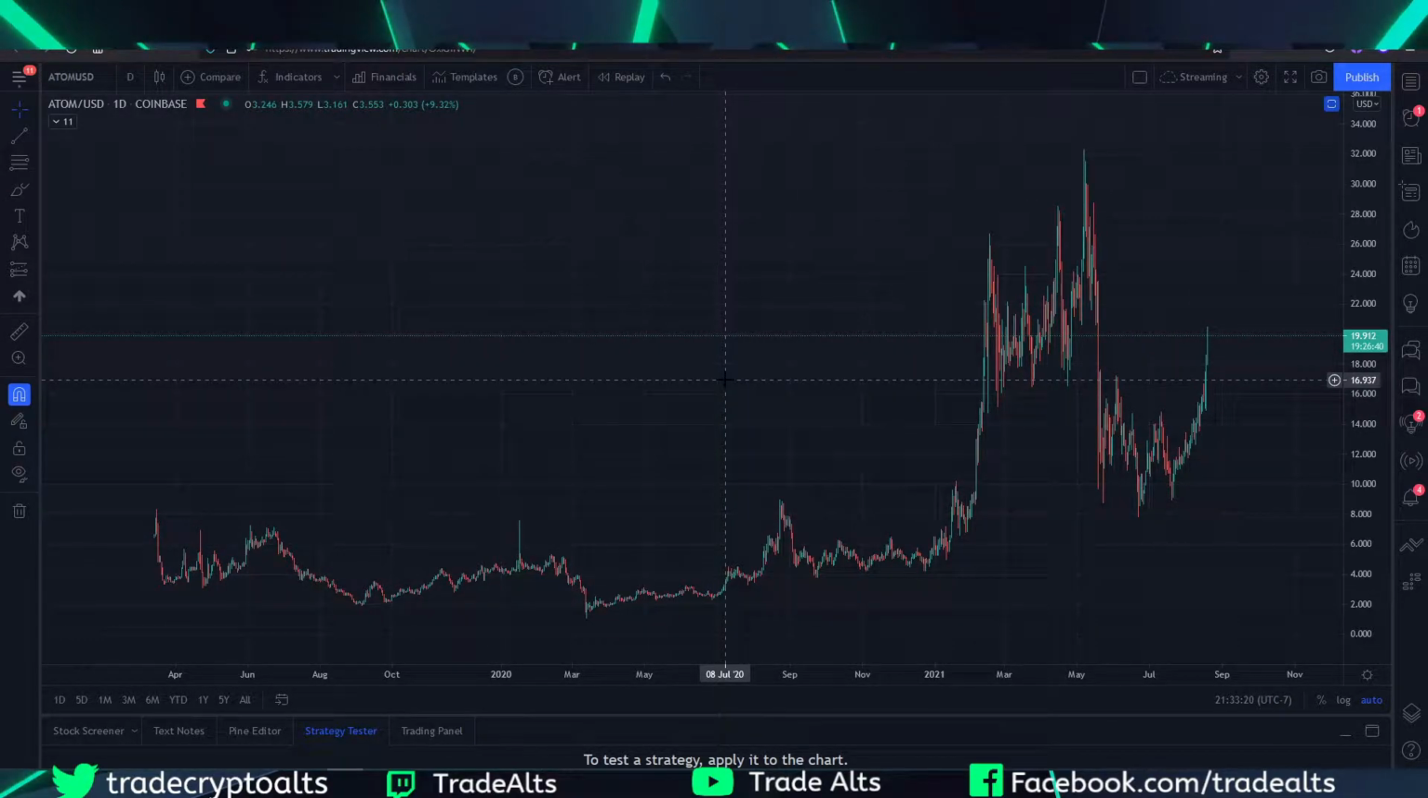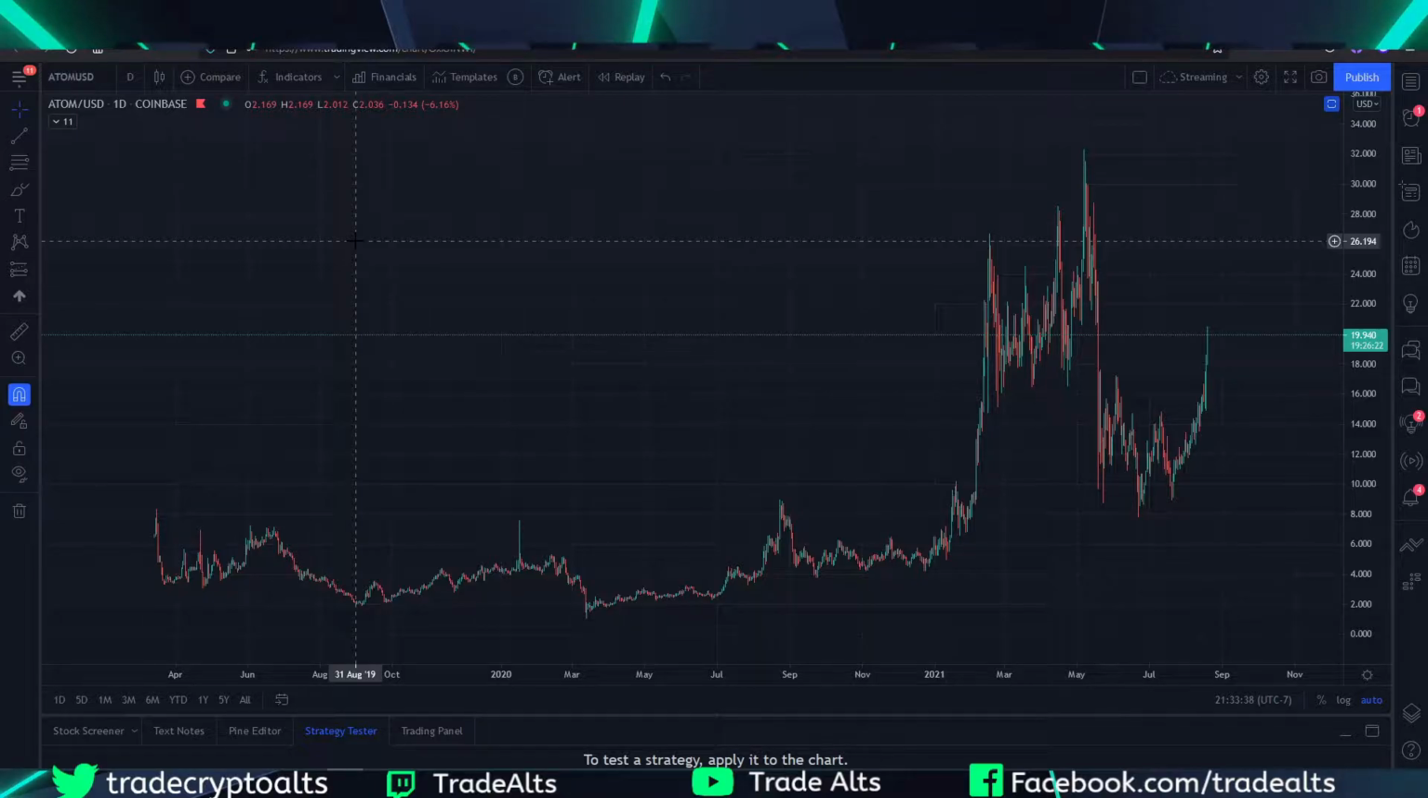And I'm using the Coinbase chart for a simple reason, because it has longer price action history than Binance. Typically I chart alts on Binance, but Atom has a longer price action history on the Coinbase chart, so that's what I'm going to use, and it's going to be a really good representation of the levels.